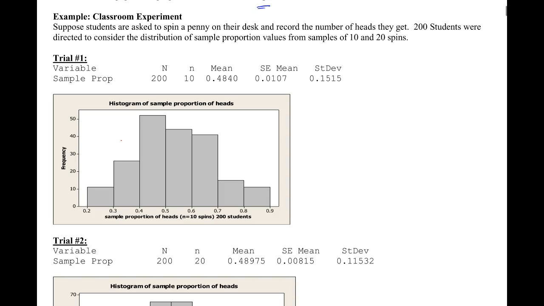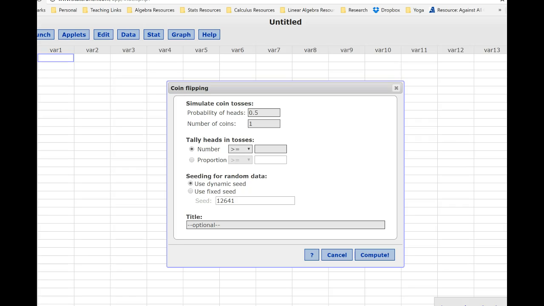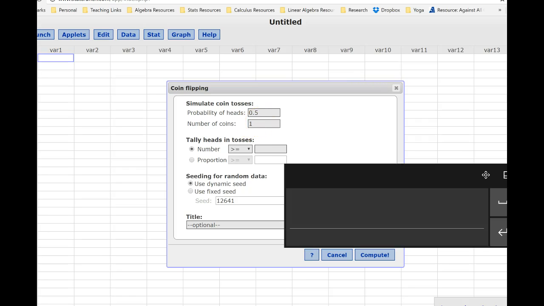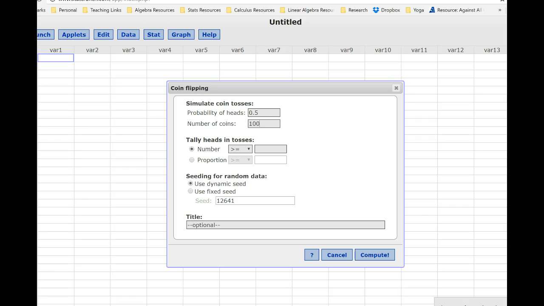I'm going to ignore this for a second and bring up the simulation that we actually used before when we were talking about the number of successes. So remember when we were in StatCrunch previously, we looked at coin flipping and we simulated a coin flip. Let's do this for 100 things. So we're going to simulate 100 tosses of a coin with a probability of heads of 0.5. So a fair coin, 50% heads.